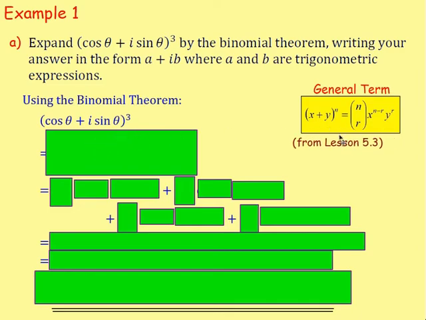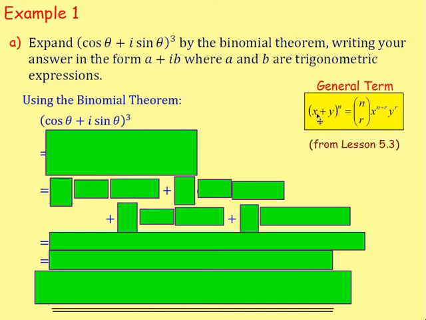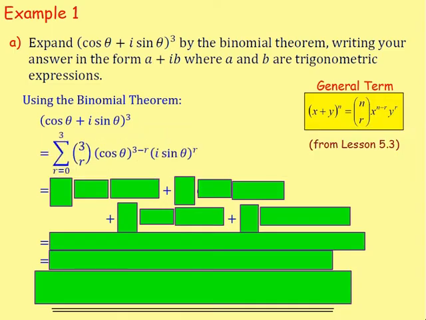We know from lesson 5.3 that if we've got something plus something to the power of n, we're going to have nCr, x to the power of n minus r, and then y to the power of r. So here, because it's to the power of 3, we would have to work out 3C0, then 3C1, then 3C2, then 3C3. So we're wanting the sum of 3Cr, then the x part will be cos theta to the power of 3 take away r, and the y part will be i sin theta to the power of r. We're wanting the sum of that, so with all the terms we're going to have 3C0, then 3C1, then 3C2, then 3C3.